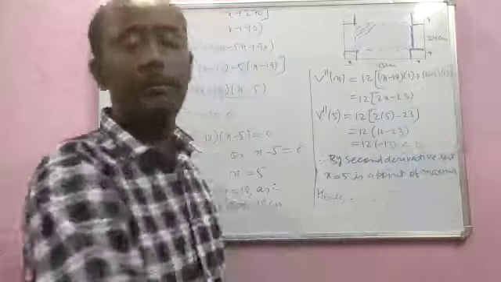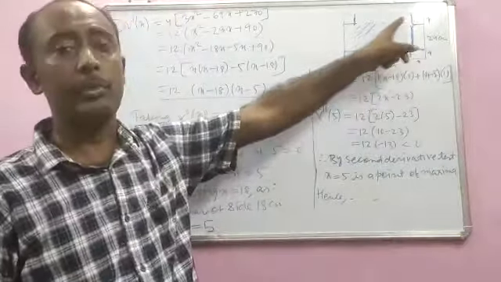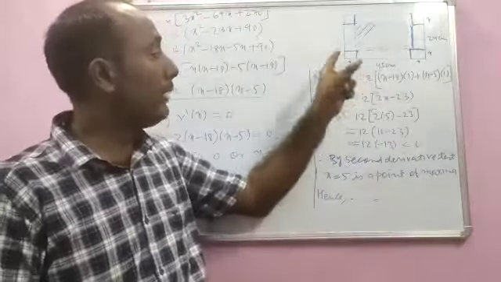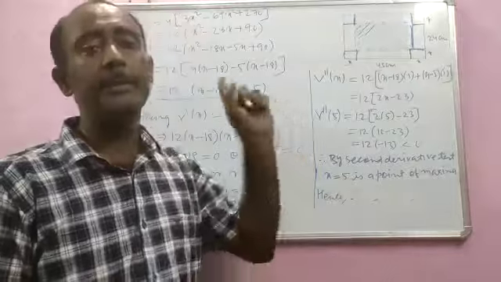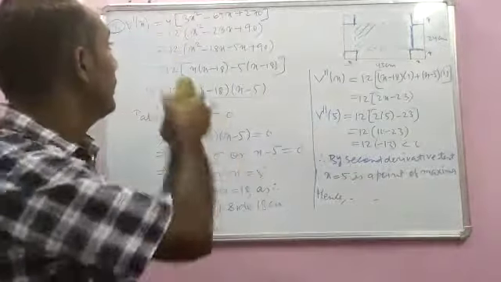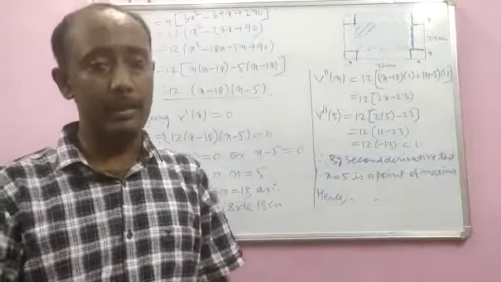That you will write in the final sentence, that the volume of this cuboidal box will be maximum when the length of the side which is cut from each corner is 5 centimeter. This is how to solve question number 18. Next I will go for one more question from the word problem part.